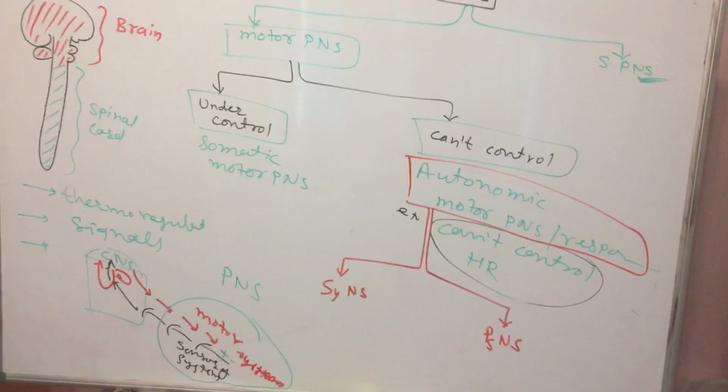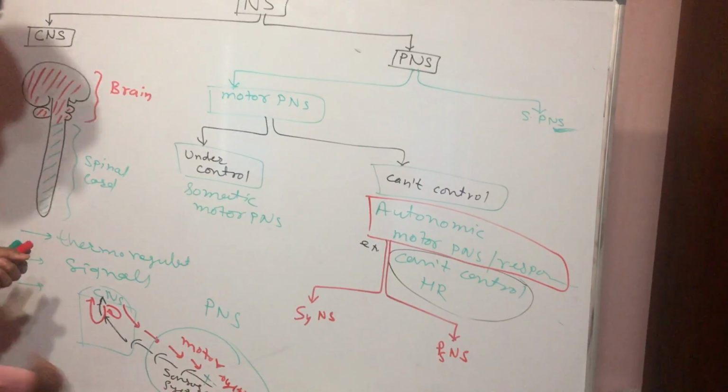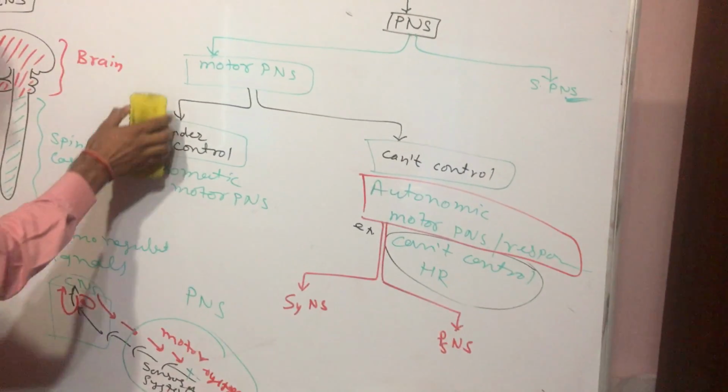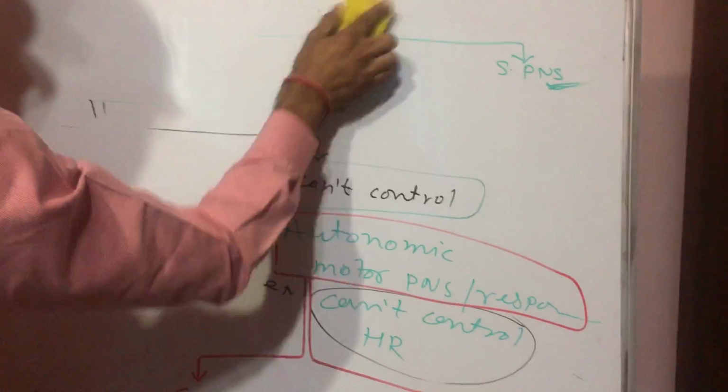So what type of the brain do we study now? How many types of the brain are there?